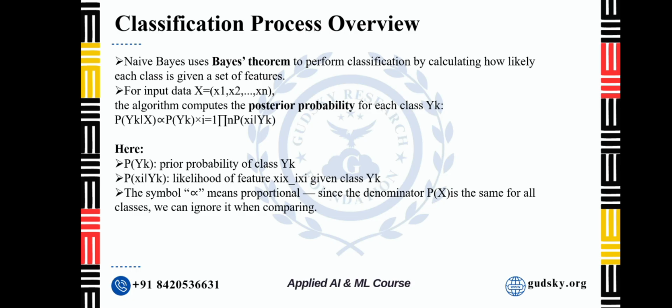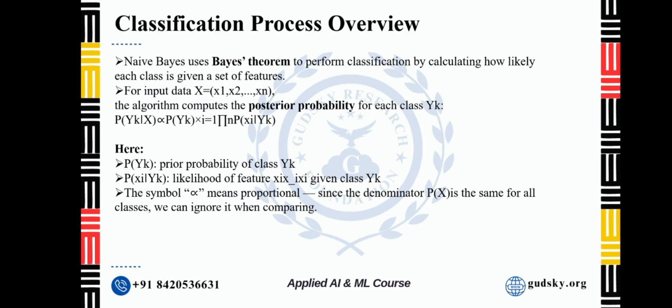Mathematically, for any new input data x equals x1, x2 up to xn, naive Bayes calculates the posterior probability of each possible class y k, which is likely spam or not spam. So the formula looks like this. Let's break it down. P of y k is the prior. How common is that class in the training data? For example, maybe 60% of emails are spam. So P of spam equals 0.6.